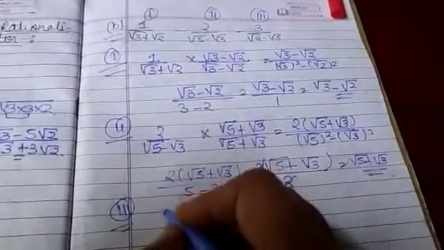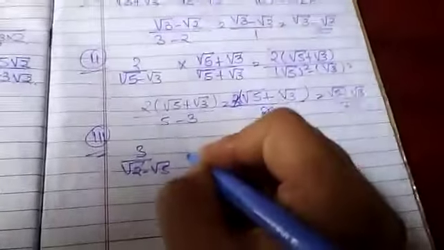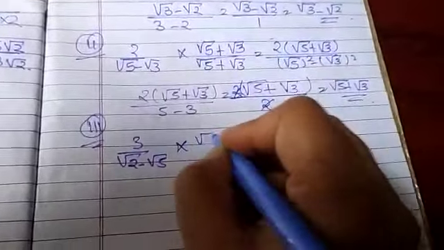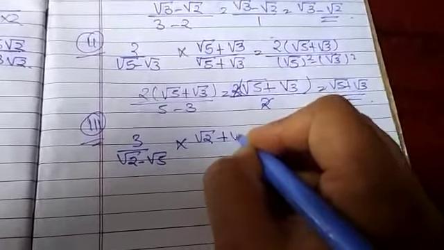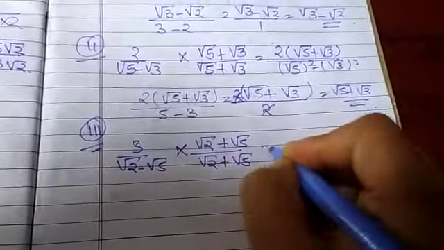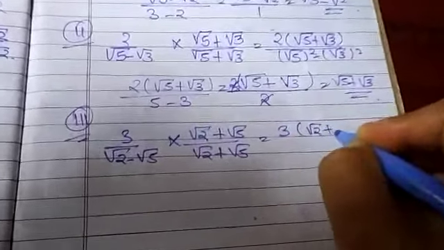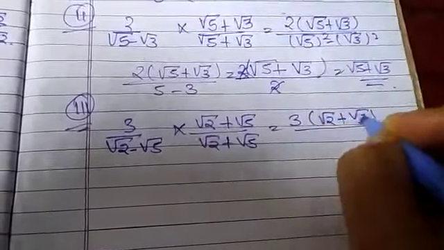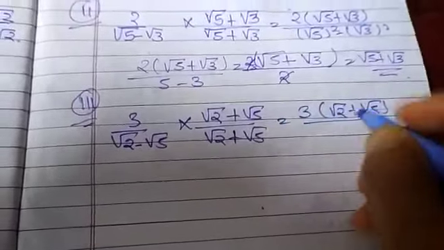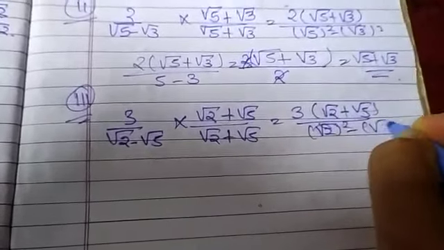This is 3/(√2 − √5) multiplied by its rationalizing factor, that will be √2 + √5. Same thing I am doing here. Please have a look at it and try to understand it very properly. I am not multiplying 3 inside the bracket. I am just leaving it outside the bracket, correct?